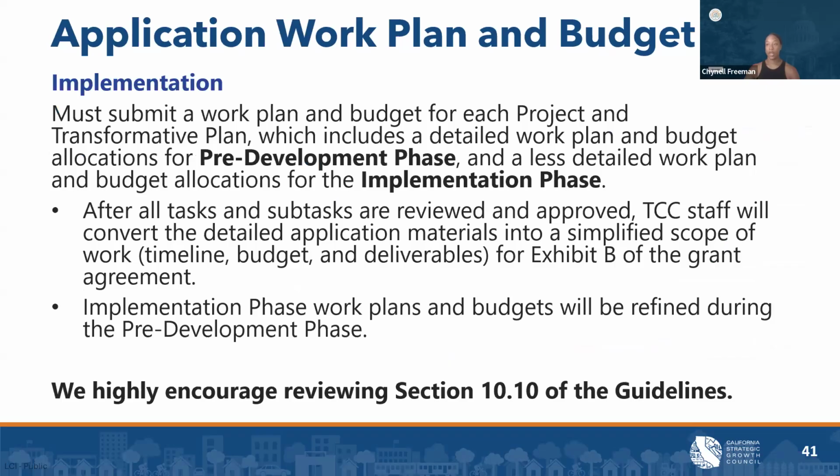For implementation grants, applicants must include multiple work plans and budgets. First, they must have a work plan and budget for each project and transformative plan. So, for example, if you have 7 projects and the 3 required transformative plans, you will need 10 work plans and budgets total for this portion.